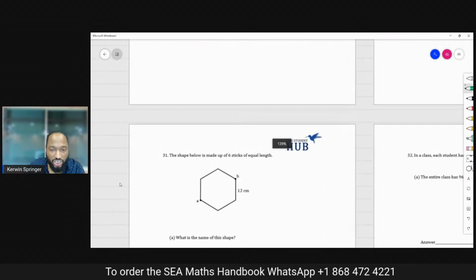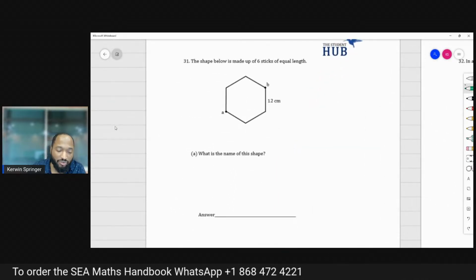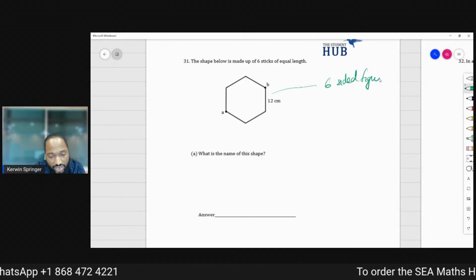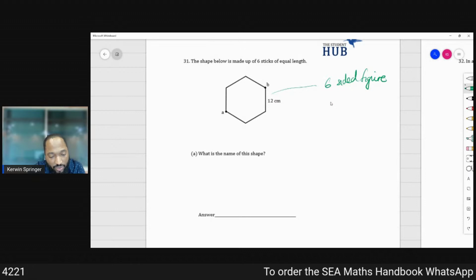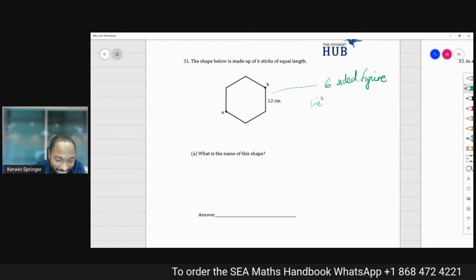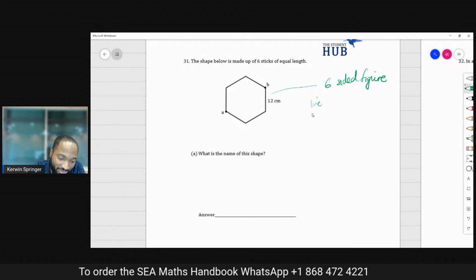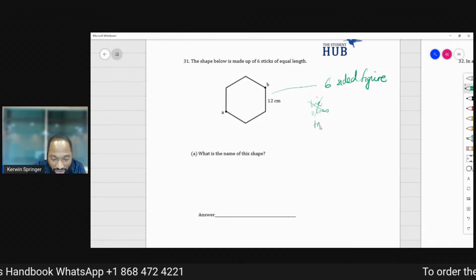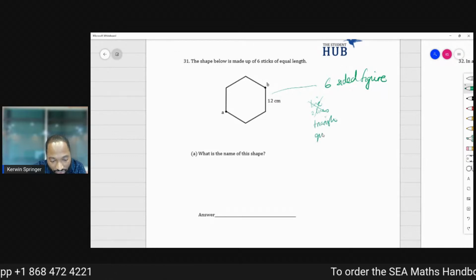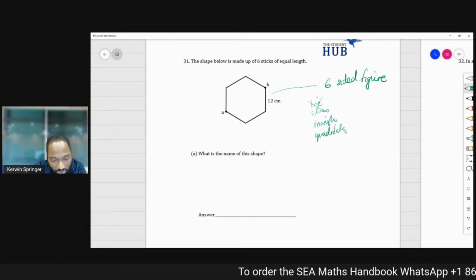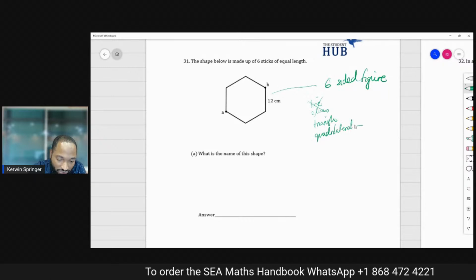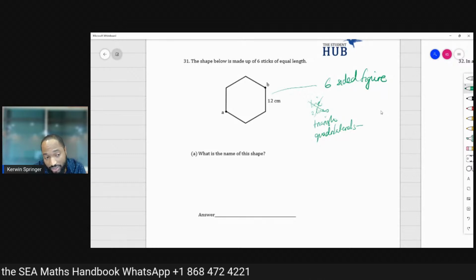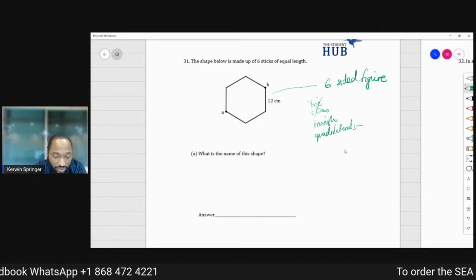All right, the shape below is made up of 6 sticks of equal length. What is the name of the shape? A six-sided figure. You have a line, and then 2 lines, which don't make shapes, but if you use 3 lines, you have a triangle. Then you have a quadrilateral. In quadrilaterals, there are lots of different ones. You all know some, like trapezium, rhombus, kite, square, rectangle.